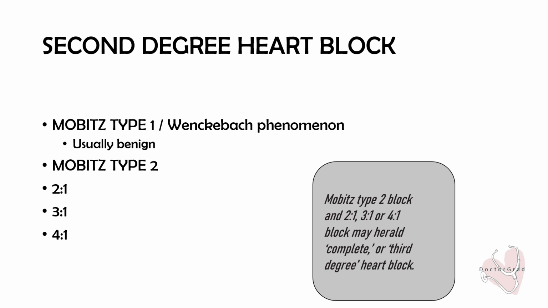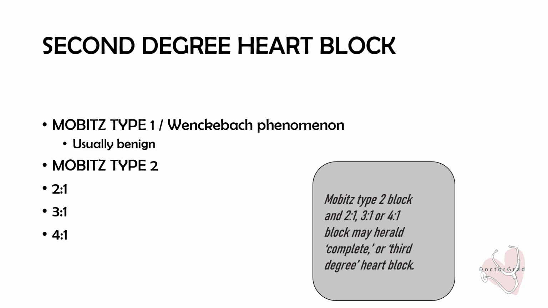Coming to second degree heart block. Second degree heart block is further classified into Mobitz type 1, Mobitz type 2, and we also have some fixed ratio heart blocks like 2:1, 3:1, 4:1. We'll see what they individually mean. Mobitz type 1 is also called Wenckebach phenomenon, and it's usually a benign condition, does not require any kind of treatment. We have then Mobitz type 2 and fixed ratio.